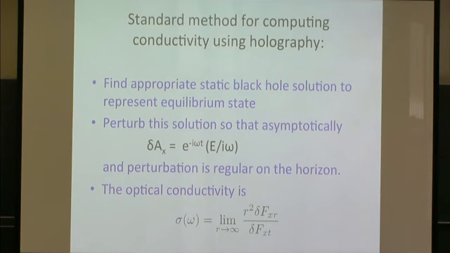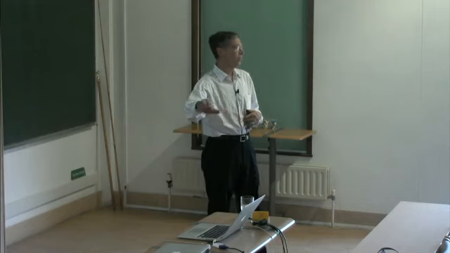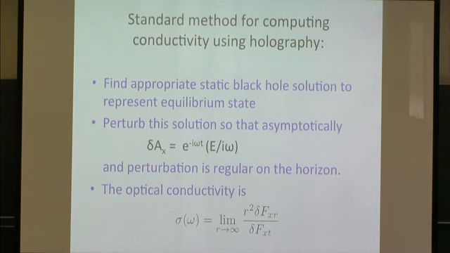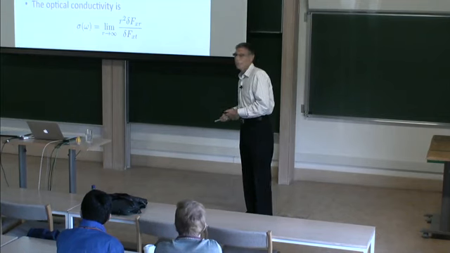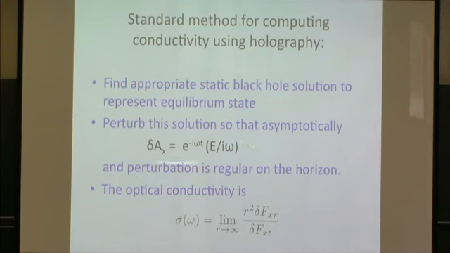And you perturb the solution with boundary conditions corresponding to putting a homogeneous electric field, say of strength E, on your system. So that means that in terms of a perturbation of the vector potential, you require that it asymptotically approach this for some harmonically oscillating electric field. The time derivative of this just corresponds to an electric field on the boundary.